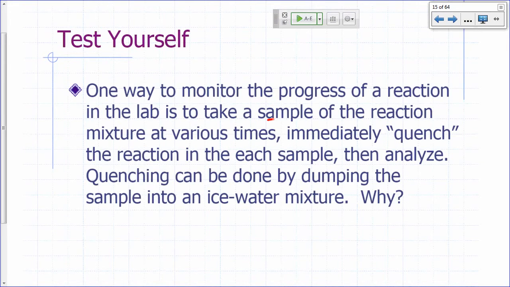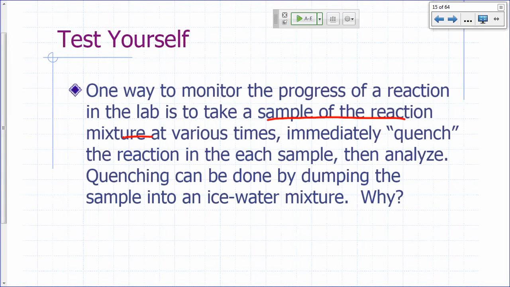Now, one way you can monitor the progress of the reaction in the lab is by taking a sample of the reaction mixture. So you carry out a reaction in the lab, mix them in a test tube or a beaker, and then you take a sample at different times. So let's say 1 minute later, you take a sample. Now, what you need to do at that point is to know how much of the reactants and products are in that sample, right? So it takes time to actually do that determination.